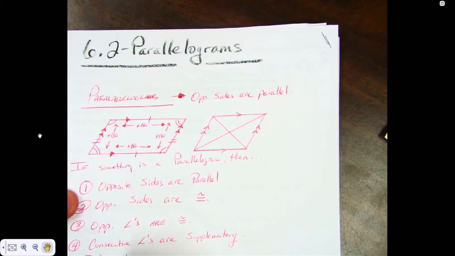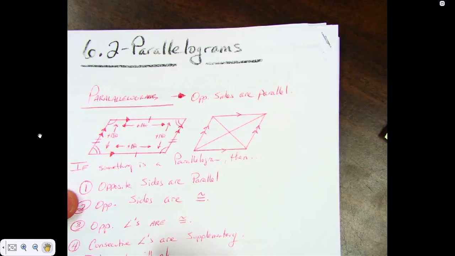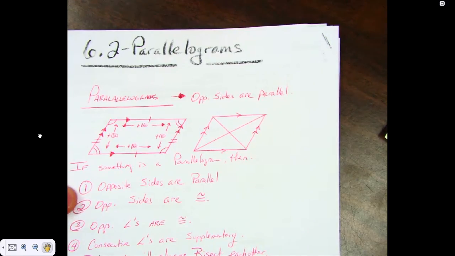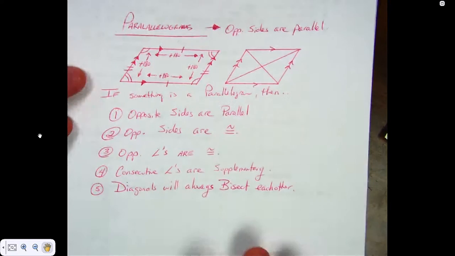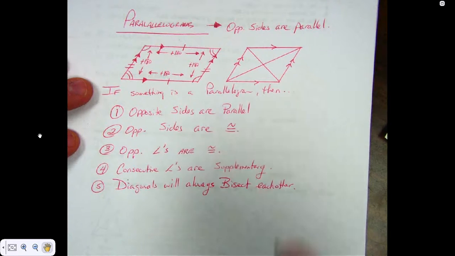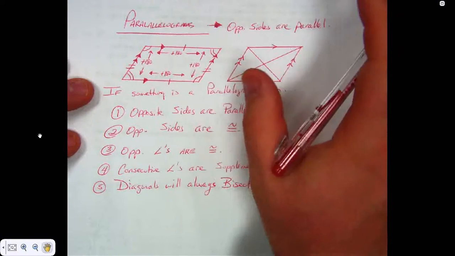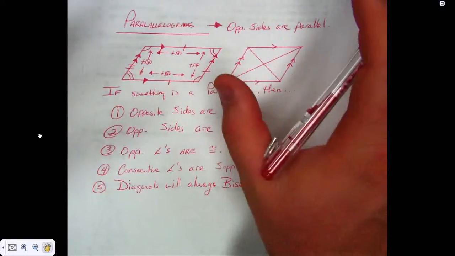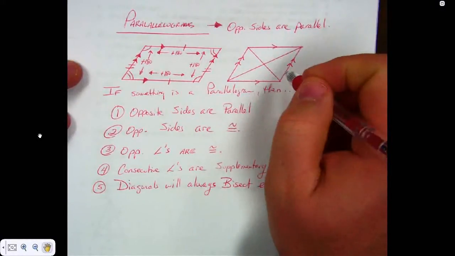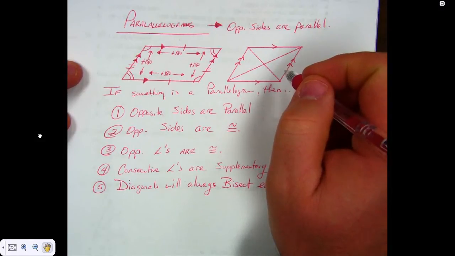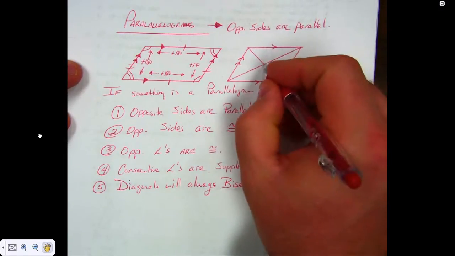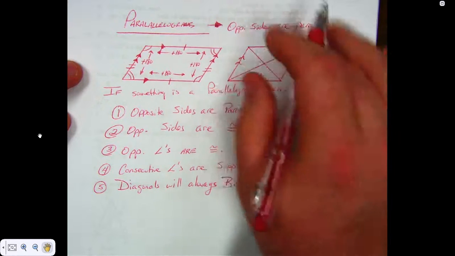So diagonals will always bisect each other. What does that mean, bisect each other? Okay. So, I know and never in any way did I say that the diagonals are congruent, because they're not. Not necessarily. But what I did say is the point where they intersect, basically they cut each other in half.